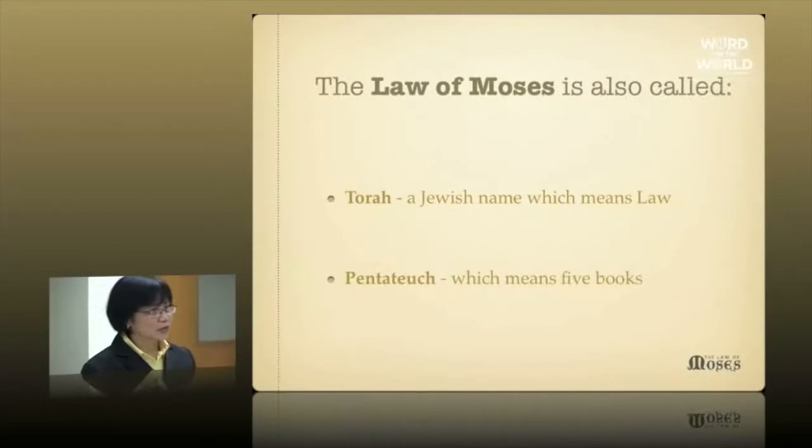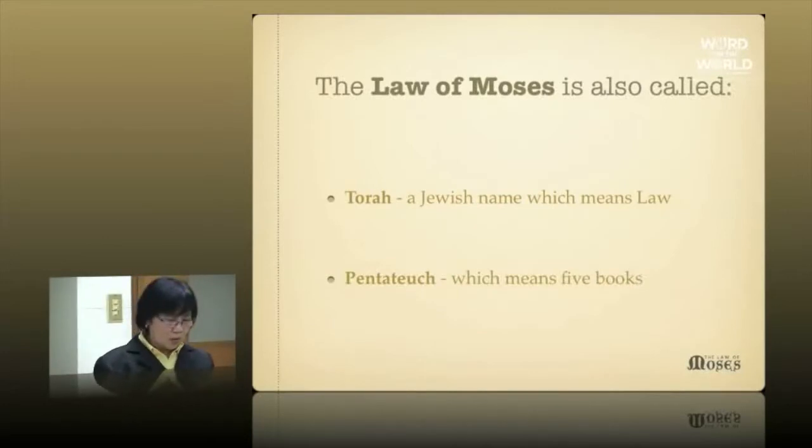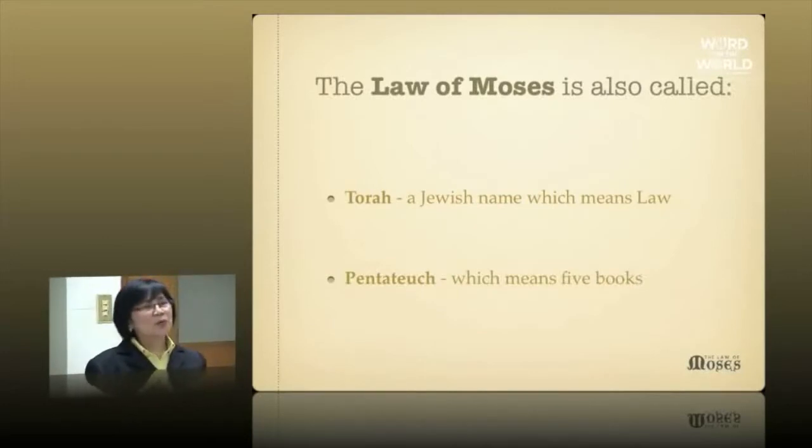Next, the law of Moses is also called Torah, a Jewish name which means law, or Pentateuch, which means 5 books. What are the 5 books that are included in the Pentateuch? Genesis, Exodus, Leviticus, Numbers, Deuteronomy. Okay, so these books, it is claimed that Moses is the author.